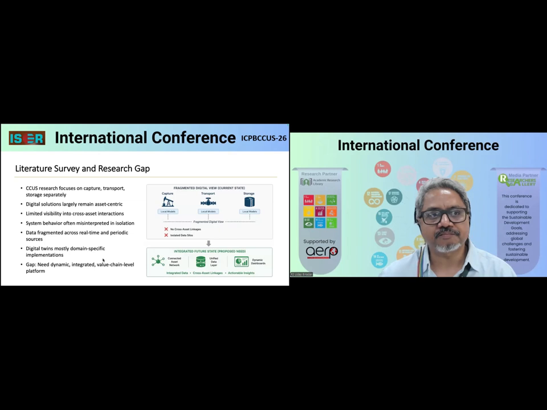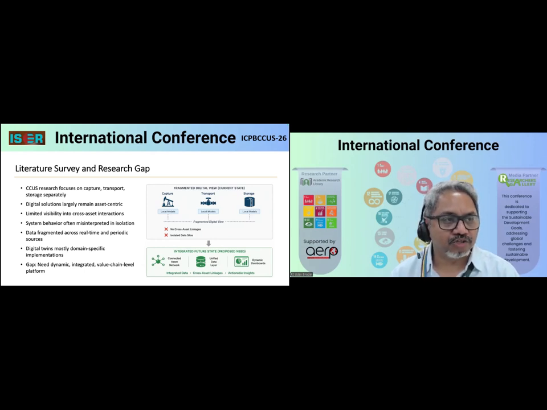Skip to the next one. Overall, in the literature study, right, if you look at it, the CCUS literature has primarily focused on individual systems such as capture, transport, and storage, with limited emphasis on an integrated solution. Most digital implementations remain very asset centric, monitoring each independent equipment rather than capturing system wide integrations. Overall, this limits the visibility into cross asset dependencies, which are critical in operations.